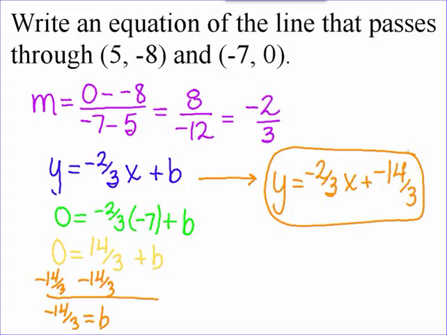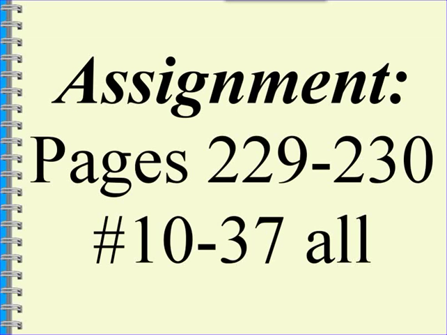All right, any questions over today? Let's revisit what we looked at. We looked at writing in slope-intercept form where we knew the slope and 1 point, and then how we wrote in slope-intercept form using 2 points. So your assignment is going to be 10 through 37 all. Let's turn to page 229 and 230.